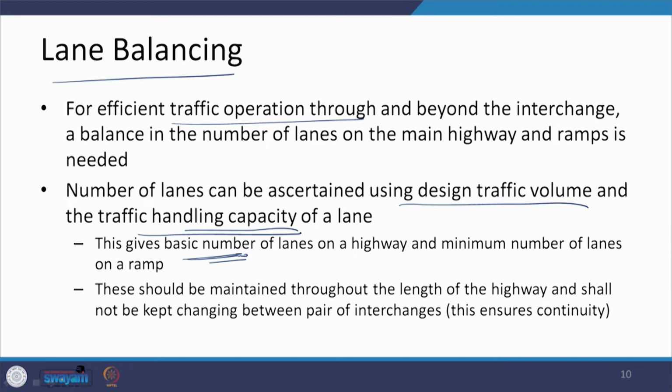So, this way you are going to have the basic number of lanes which needs to be provided. Once this basic or minimum number has been decided, then we look at what other things are happening on that main highway, or how the traffic is being controlled on the main section or the carriageway for through traffic moving in a certain direction. These need to be maintained throughout the length of the highway and shall not keep changing between the pair of interchanges, otherwise the continuity is going to be lost.